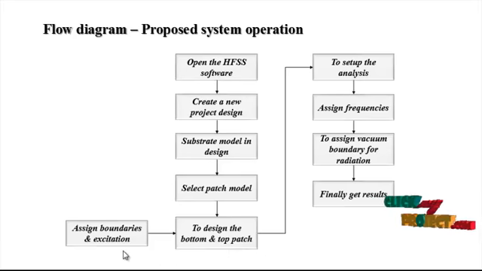And then excitation. Here we are using coaxial feeding, by using the wave port analysis. The coaxial feeding must be given from the top to the bottom of the antenna. So the excitation will be the wave port, and the antenna will be displayed.